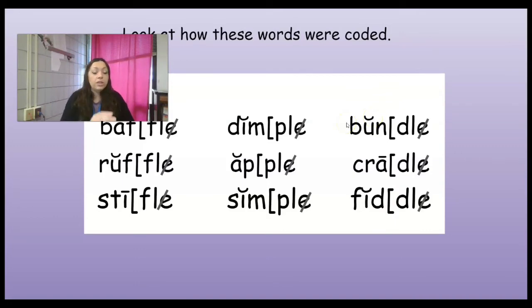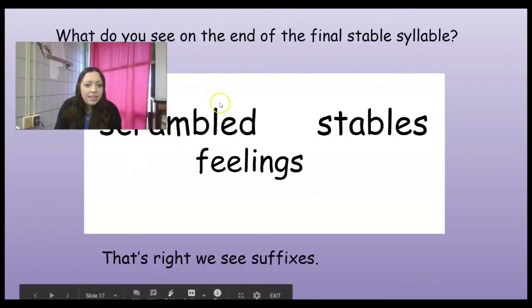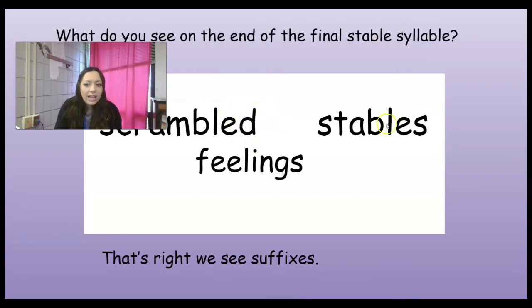And we always make sure we cross off that E so that we don't accidentally say that sound. Look inside. I see the BLE, but then I also see something added to it. I see the BLE and then I see something added to it.